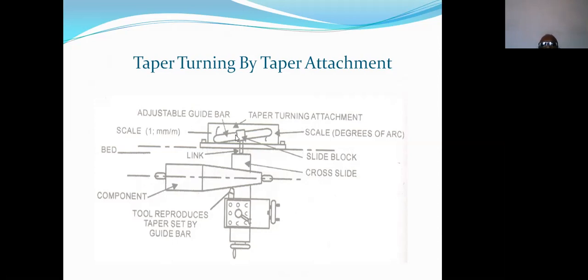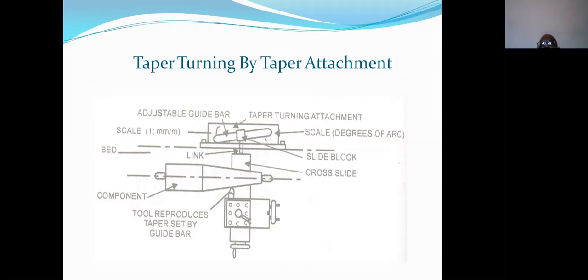This taper attachment is exactly in the position opposite to the tool post position. Whenever the operator is standing in front of the lathe machine, the cutting tool movement, either of the cross slide, compound rest or carriage, that means the wheels, are just near to the operator. Whereas the taper turning attachment is on the opposite side from the operator.